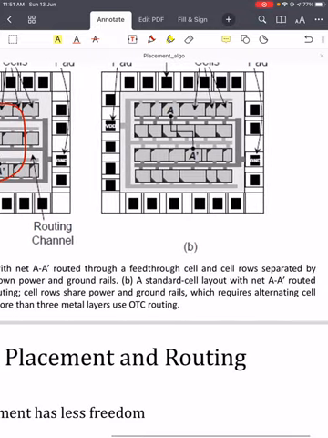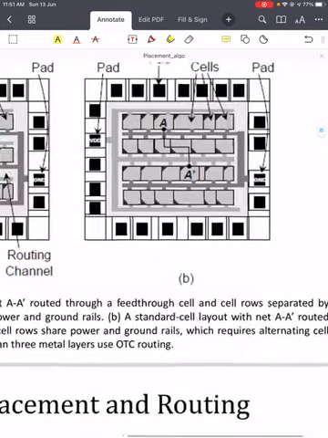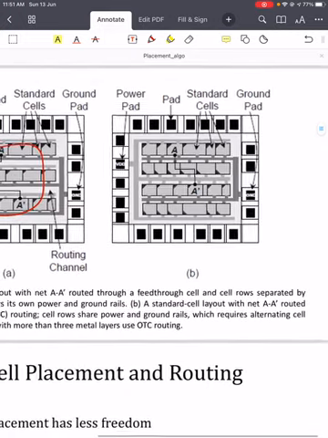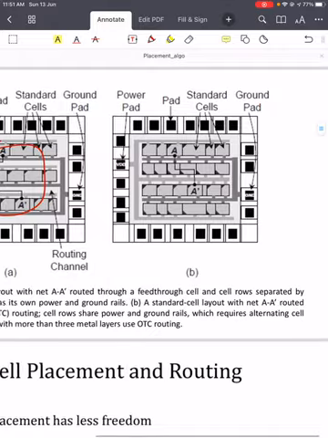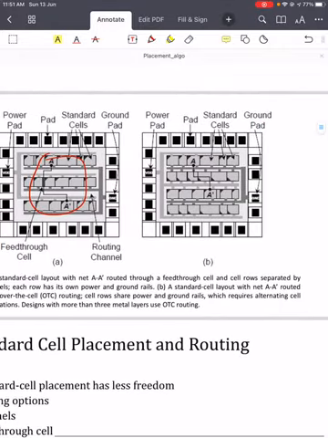So cell rows share power and ground rails. When we are using OTC routing, we don't actually use the channels. The space between the cell rows is very, very narrow. We keep this narrow channel region only for power and ground routing, and we just run the power and ground rail.